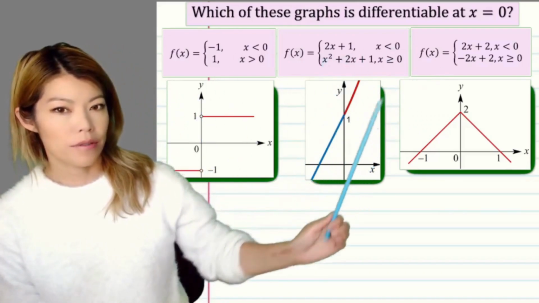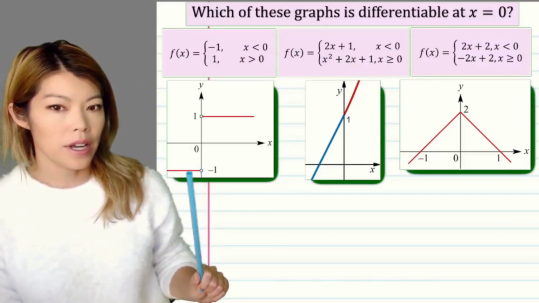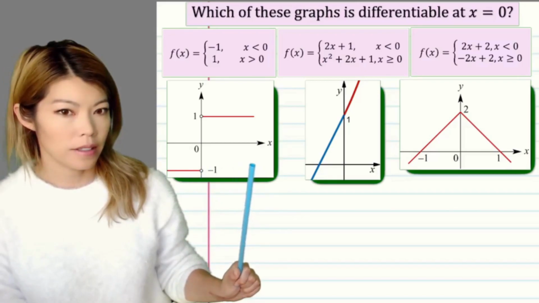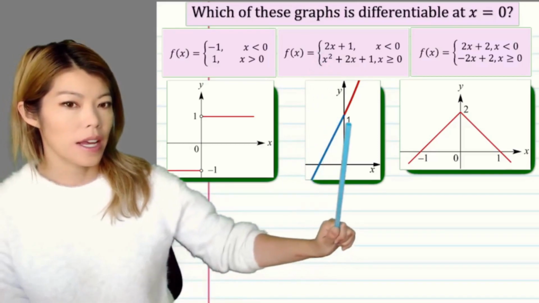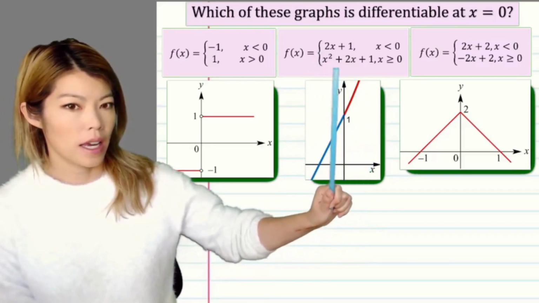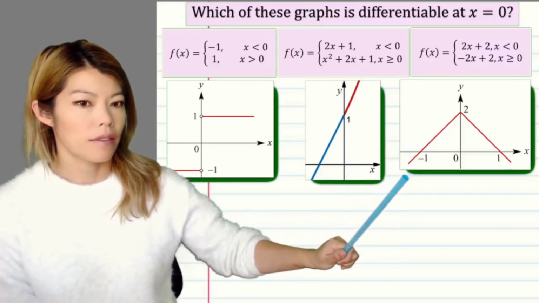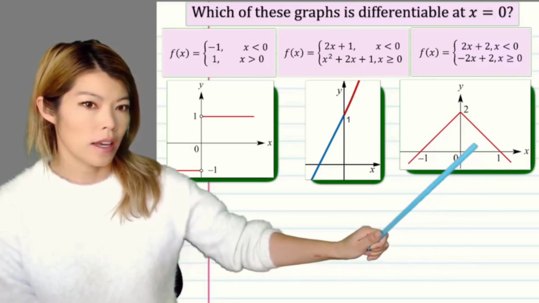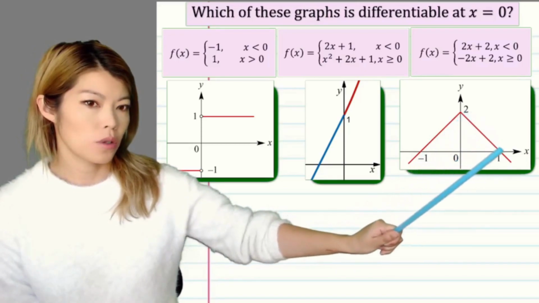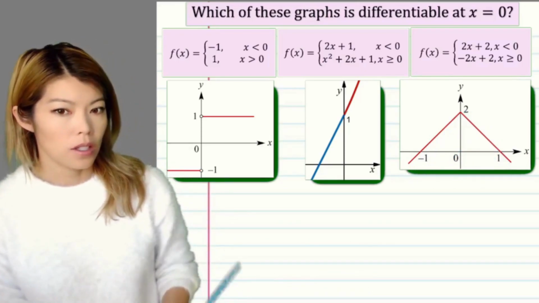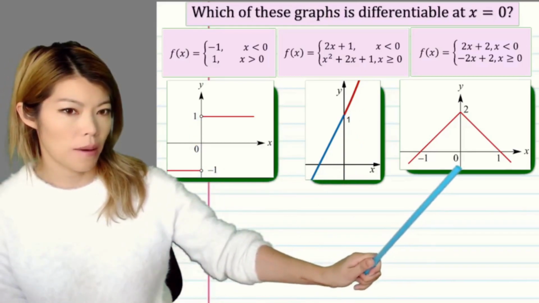So here we have three hybrid functions. Over here we have -1 before x reaches 0, and after x reaches 0 we have 1. Here we have a linear, 2x plus 1 before x reaches 0, and after x reaches 0 we have a quadratic. It curves a bit, but it's hard to see because we only have a little bit. And here we have another two linears, and one is 2x plus 2 before x equals 0, and minus 2x plus 2 after x equals 0. So which of these are differentiable when x equals 0?